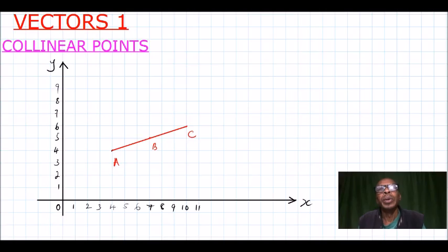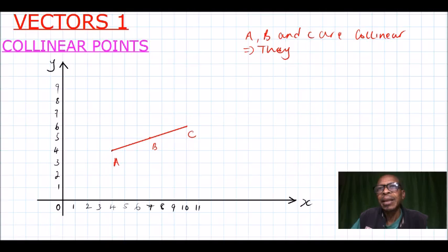So we say that in this case, A, B, and C are collinear. That means that they lie on the same straight line.